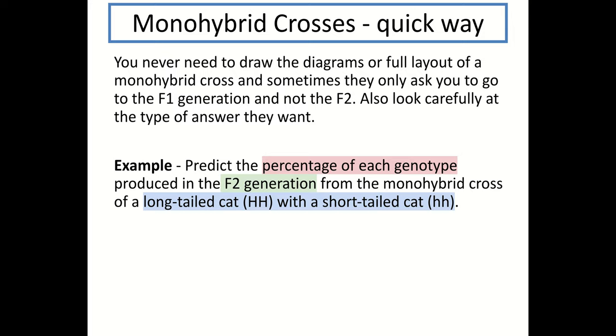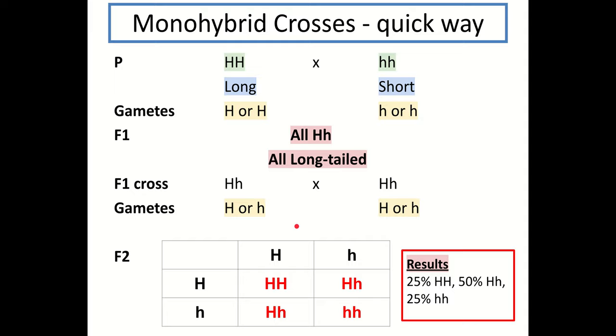Our first example question is: predict the percentage of each genotype produced in the F2 generation from the monohybrid cross of a long-tailed cat, which is big H, with a short-tailed cat, which is little h. From here, I can pick out what I need to do. I need to go all the way to my F2 generation, and my answer should be a genotypic percentage. I also have both parents' genotypes to start off with in blue. So this is the short way to lay out the answer to this question.